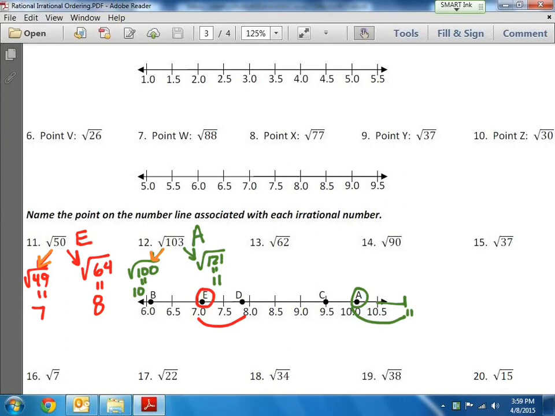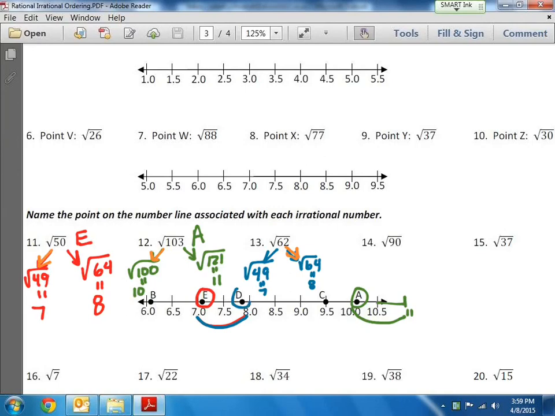All right, 13, the square root of 62. It is not a perfect square, but the one that's closest and smaller than 62 is 49, whose square root is 7. And the one that's bigger than 62 is 64, whose square root is 8. So I know it's between 7 and 8, and it's going to be closer to 64, since 64 is closest to 62. So that means my decimal is going to be closer to 8.